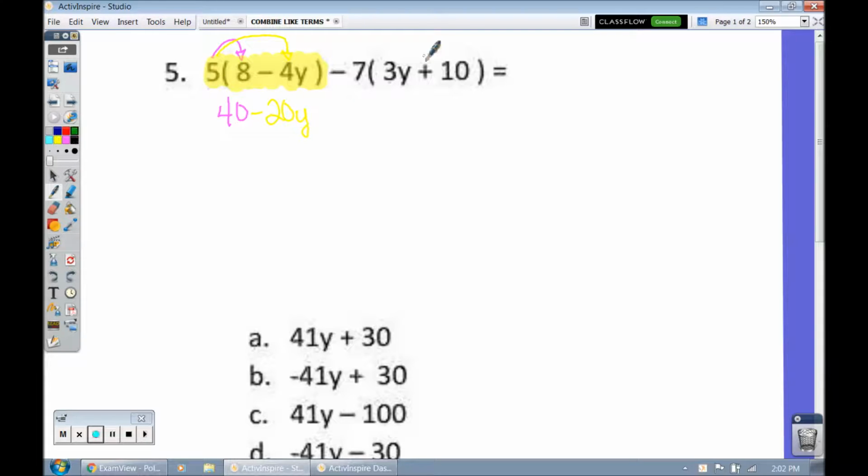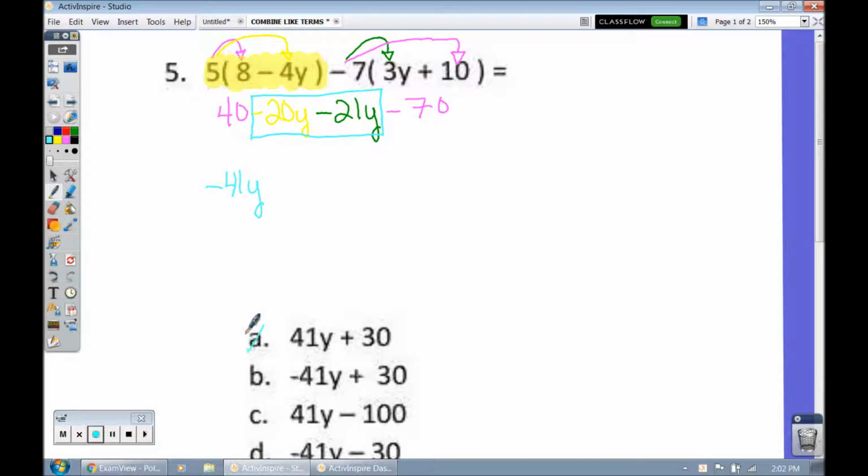Now let's distribute this guy, this negative 7 times 3y. Negative 7 times 3 is going to be negative 21, so that's negative 21y. And then negative 7 times positive 10 is negative 70. So let's start with our y values. Here they are. I have negative 20y and negative 21y, or we could say negative 20 minus 21 is negative 41y.